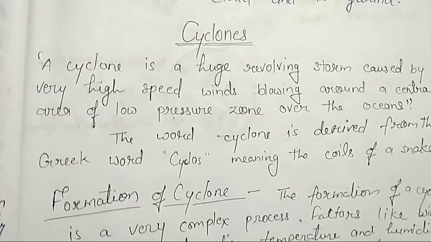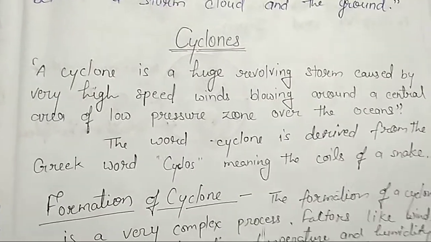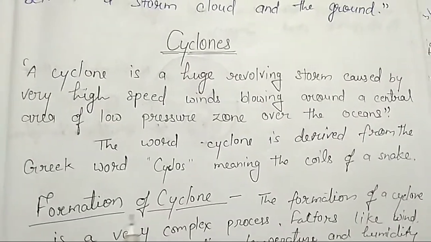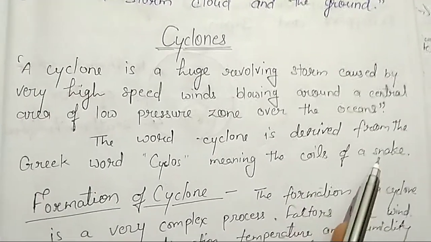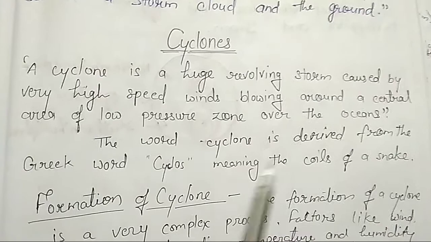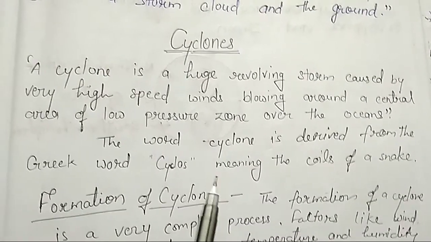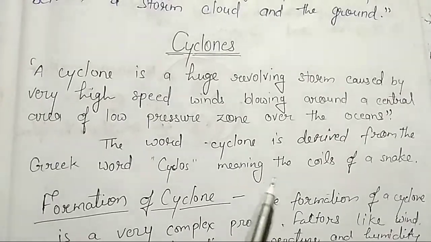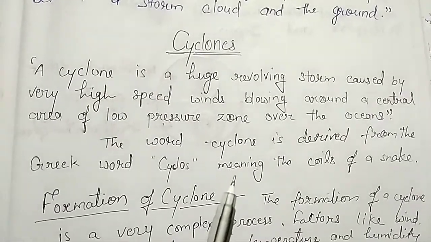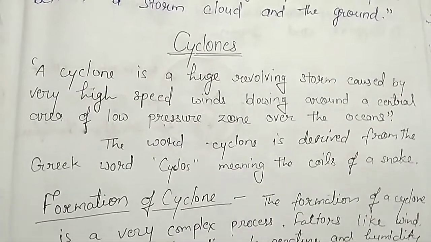The word cyclone is derived from the Greek word cyclos, meaning the coils of a snake. Actually, this name is given because cyclone looks like a coil of a snake. That's why this name is given to cyclone.